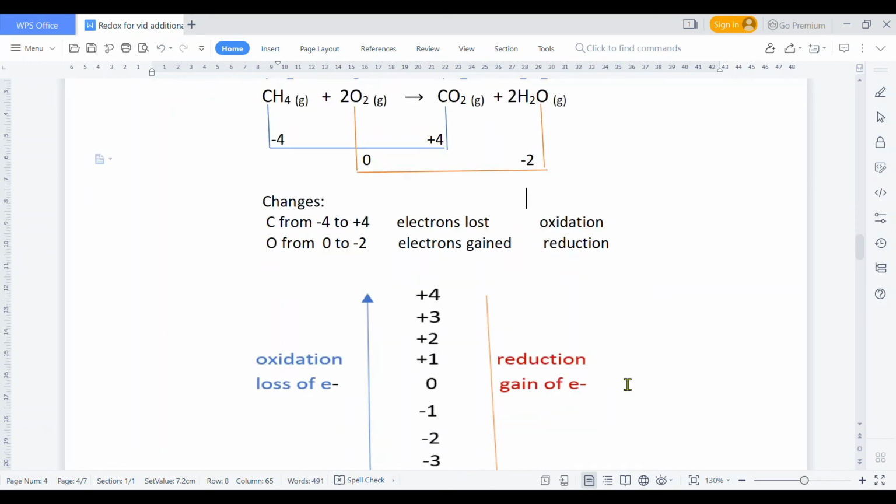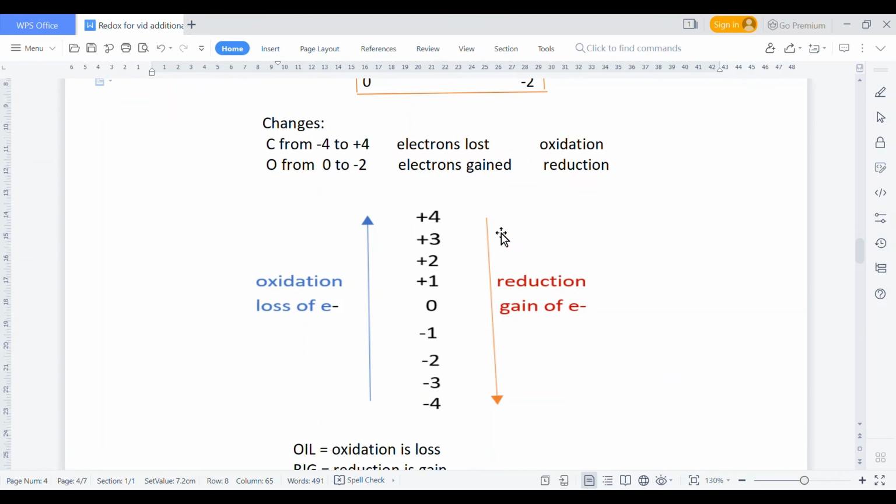So we will see minus 4 to plus 4, minus 4 to plus 4. So direction is upward. So that is oxidation, electrons lost or loss of electrons. Oxygen from 0 to minus 2, direction is going down. So that is reduction, 0 to minus 2, reduction. Electrons gained or gain of electrons. So that is how you will do it.